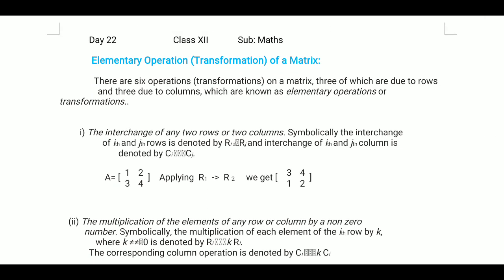The steps are following. First, the interchange of any 2 rows or 2 columns. We can interchange any 2 rows or any 2 columns to transform the matrix. Suppose A is the matrix. In row 1 there are 2 elements 1 2, and in row 2 there are 2 elements 3 4. We are applying R1 becomes R2. It means R1 becomes R2, 3 4 on R1 and 1 2 on R2.